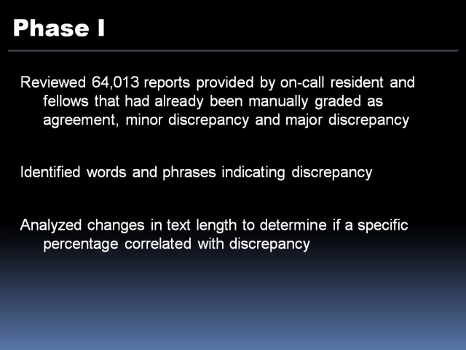We looked at all of those reports and calculated a text difference between the prelim and final, and that was one parameter we looked at. Another thing we did was we separated the prelim from the final report, and we looked to identify words and phrases that indicated discrepancies. So first, we really focused on the minor and major discrepancies and looked at what was being said in the faculty-modified final report.